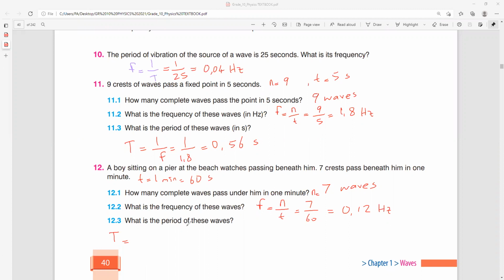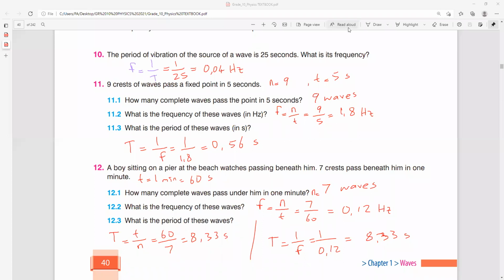Okay, what is the period of these waves? Period equals time over n, and then time is 60 over 7. You are getting 8.33 seconds. Our second option, people, to calculate period equals 1 over frequency, and 1 over 0.12, and you are getting 8.33 seconds. Done. These 12 questions done. Let's continue, people, with the next one.